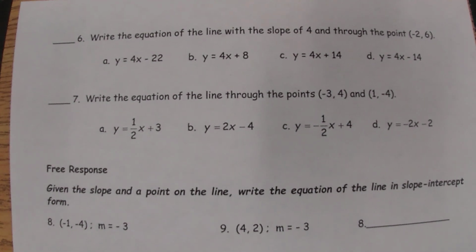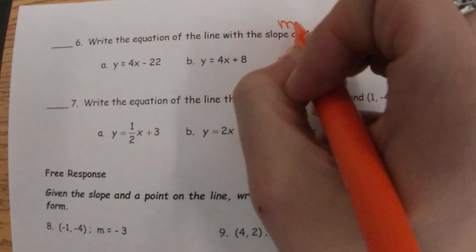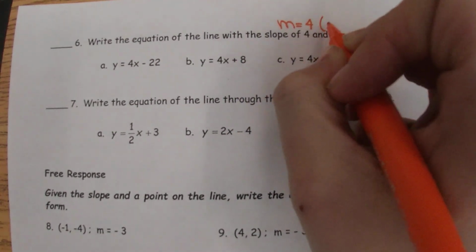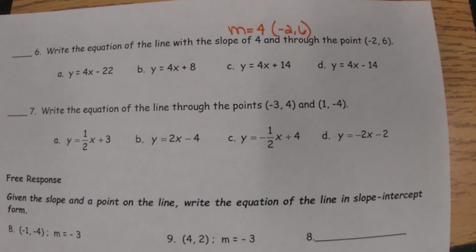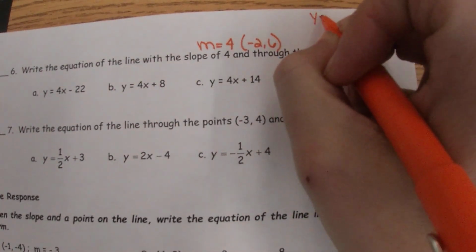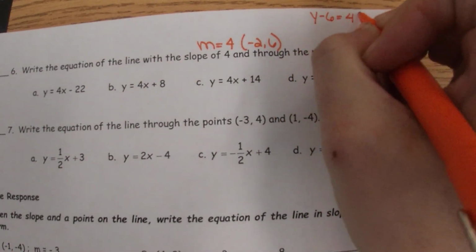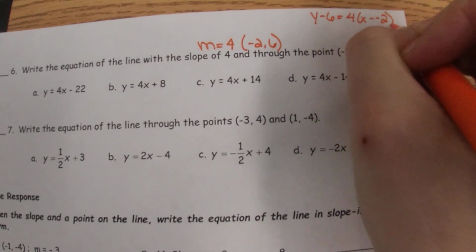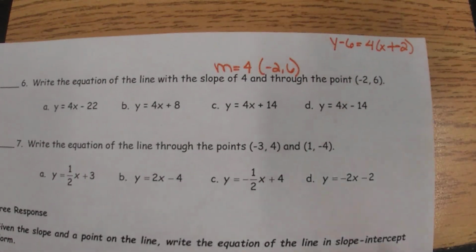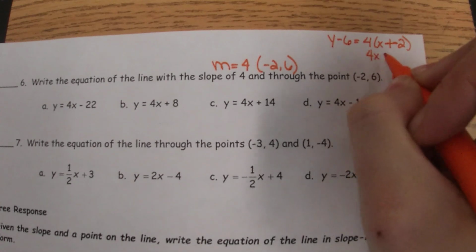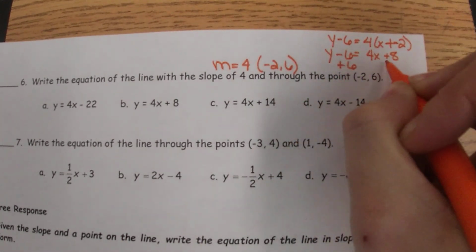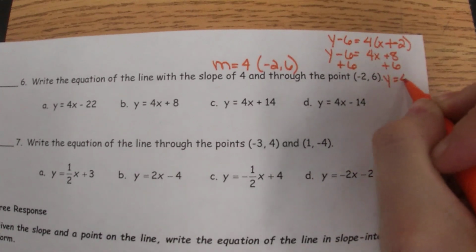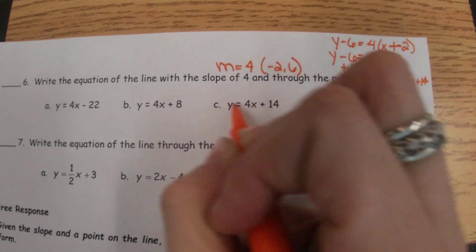Number 6, we want to write the equation of a line with a slope of 4. So that means m equals 4. And passes through the point -2, 6. Okay, so we need to plug into point slope form. So we'll say y minus 6 equals 4 times x minus -2. 2 negatives turn into a positive. We always need to solve for y, so I'm going to distribute. Y equals 4x plus 14. We would choose C.